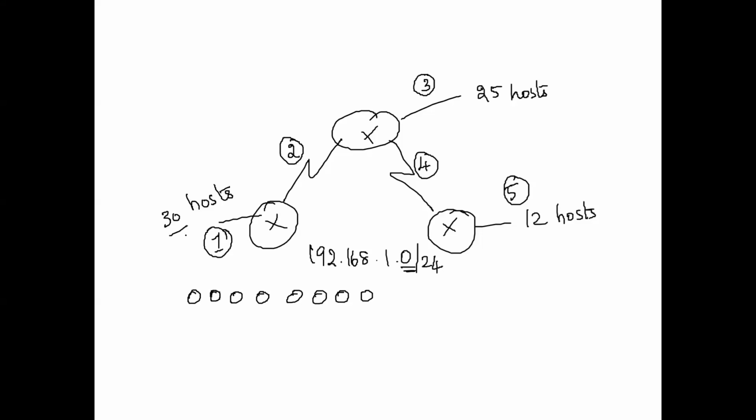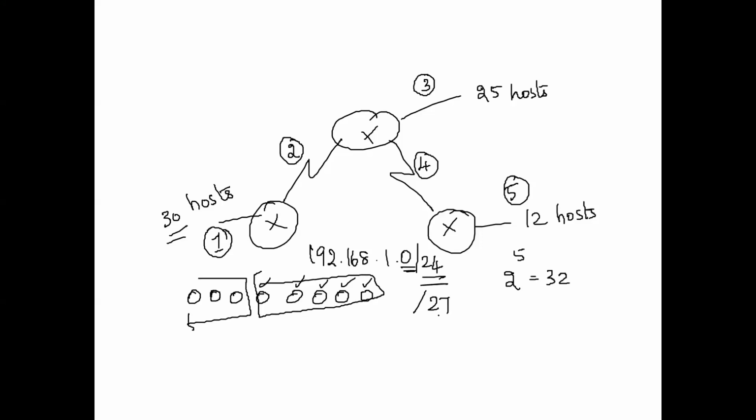The maximum requirement is 30 hosts. We know that 2 to the power of 5 is 32. So at least I should have 5 bits left out for the host bits. So I wish to borrow 3 bits for the network portion. Now if I borrow 3 bits for the network portion, the /24 will become /27.